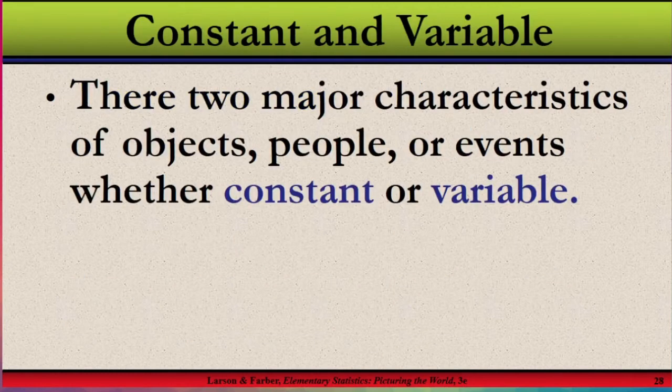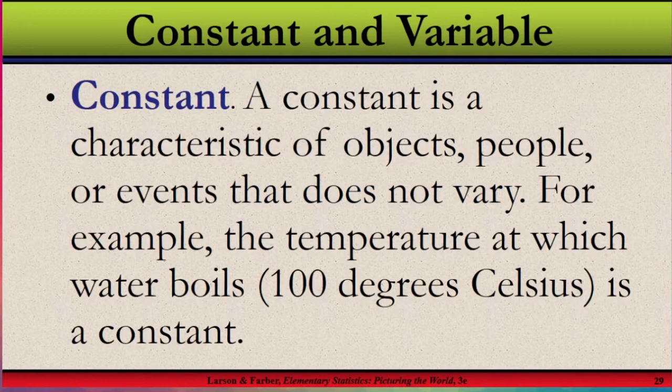So, punta tayo sa constant and variable. So, there are two major characteristics of object, people or event. So, whether constant and or variable. So, ano kaya yung pagkakaiba ng constant and variable? So, pag sinabing constant, a constant is a characteristic of objects, people, or event that does not vary. So for example, the temperature at which water boils is 100 degrees Celsius is a constant.